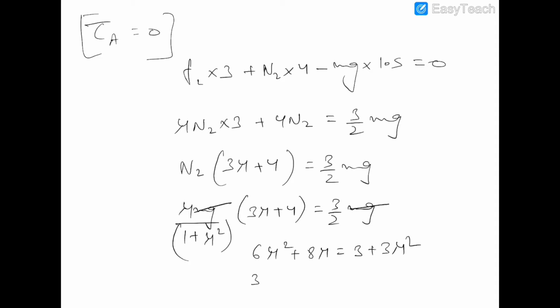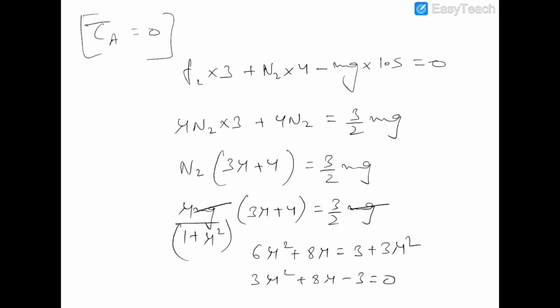So this is 3μ² + 8μ - 3 = 0. I'm again writing it as 3μ² + 8μ - 3 = 0, and you can split it as 3μ² + 9μ - μ - 3 = 0.